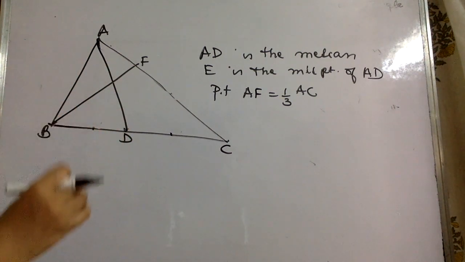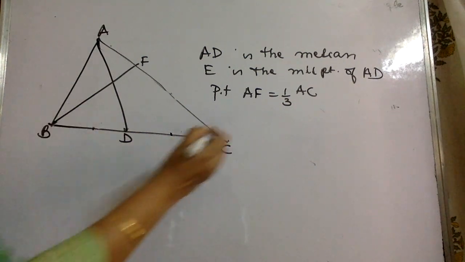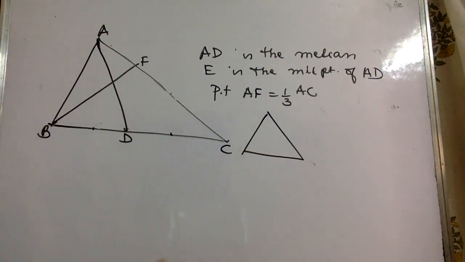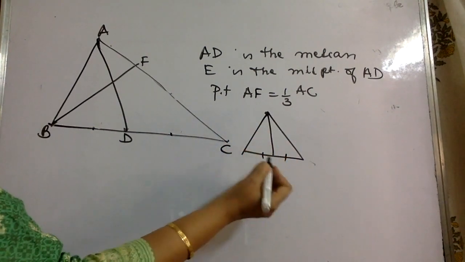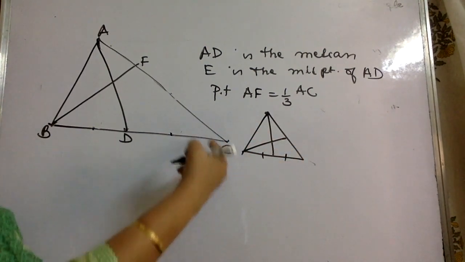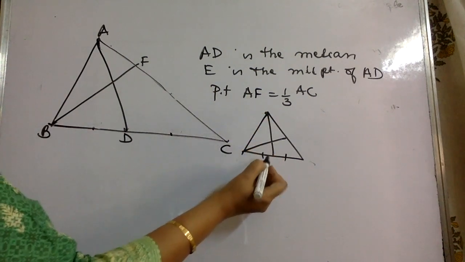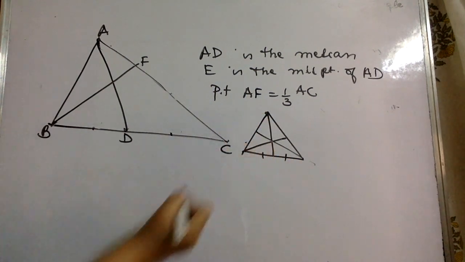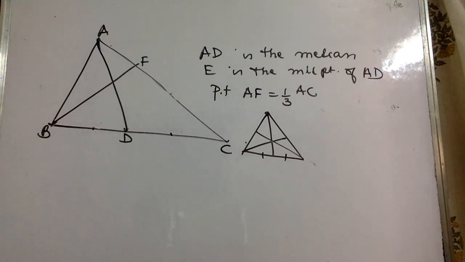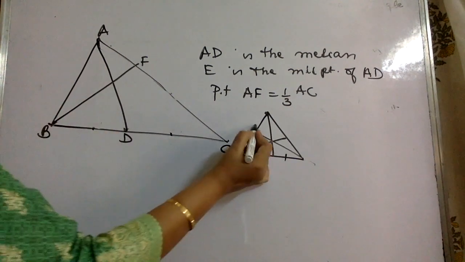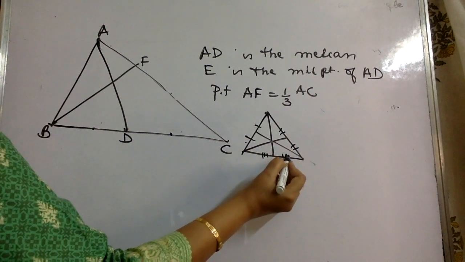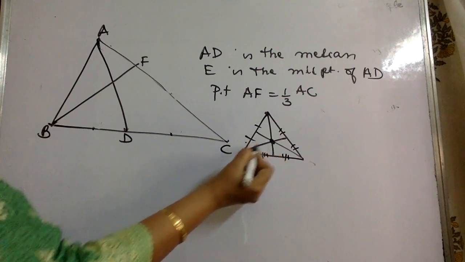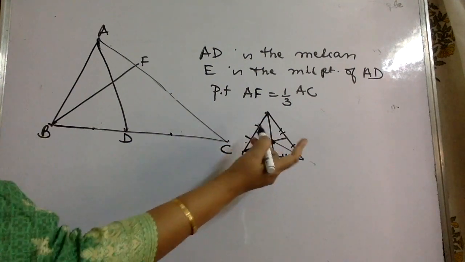Now first thing you have to understand is what a median is. A median is, if you have a triangle, the line joining the vertex to the opposite side's midpoint. From here also, to the opposite side is called the median. From here also. So all these will be equal. It bisects the opposite side, then it becomes a median. This point is called the centroid and the lines are called medians.